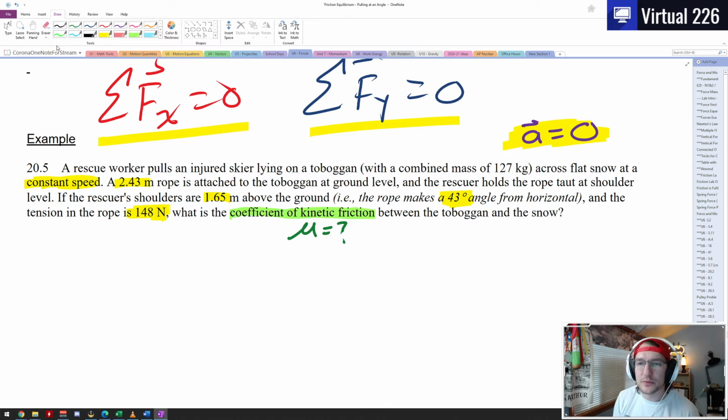Okay? So let's tackle this just like great physicists do. First, we recognize that we failed out of our art school, and we are going to draw a picture anyways. So here is our beautiful picture. Toboggan. Person who's unfortunately broken.